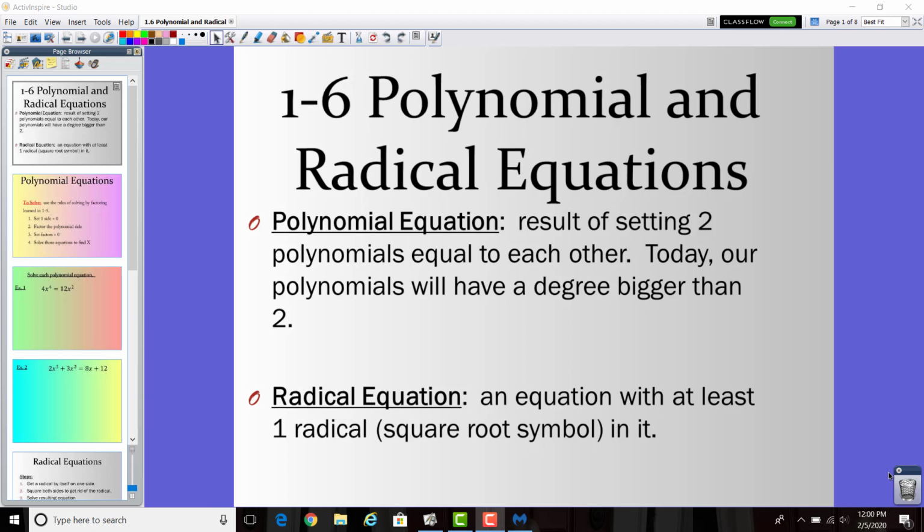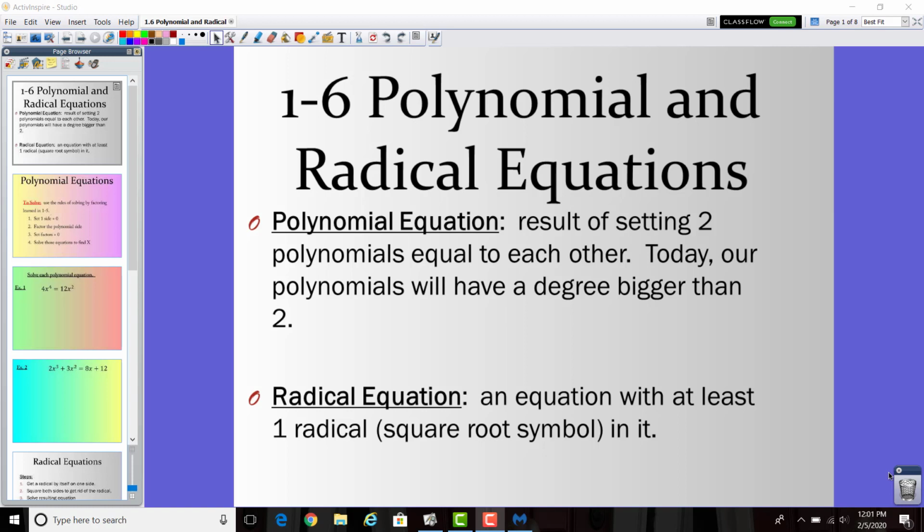Today's lesson will be over section 1.6, polynomial and radical equations. A polynomial equation is a result of setting two polynomials equal to each other. Technically, in all of the other lessons that we've done this semester, we have been working with polynomial equations, but we can classify them as linear because our x's in linear equations all have the same criteria. Their exponent has to be 1. Same thing with quadratic. We can classify those polynomial equations as quadratic because its highest exponent of x is 2.